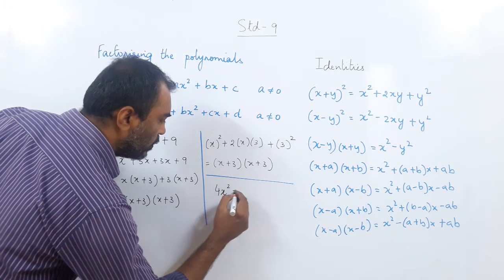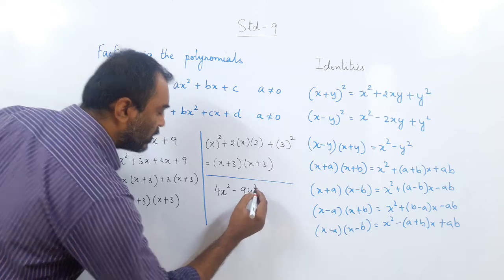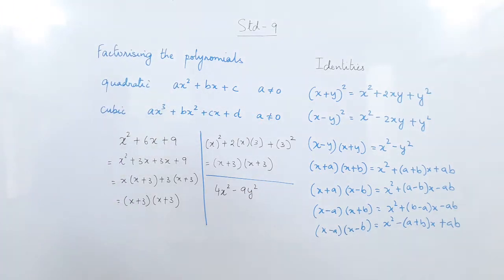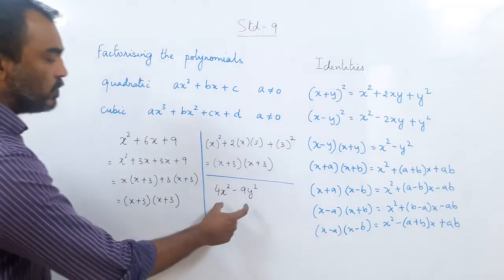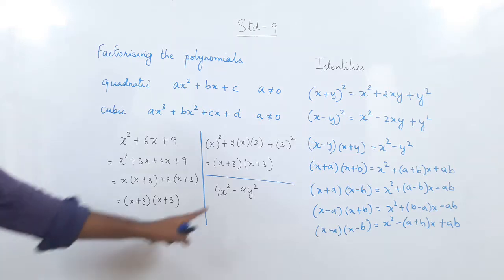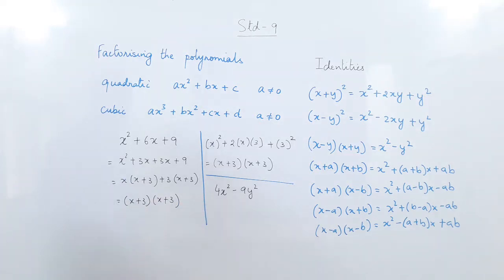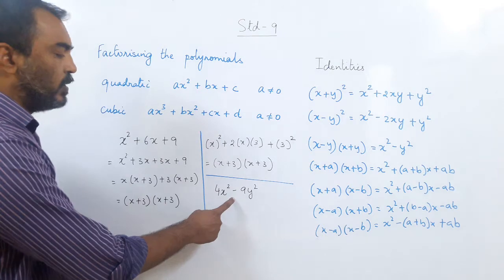Four x square minus 9y square. We have to factorize this. Okay. Now you can see here, this is not in a single variable. This sum has become a two variable sum. There are 2 variables, x and y. Now there is no middle term here, so what will you split? Can you see? There is no middle term here.